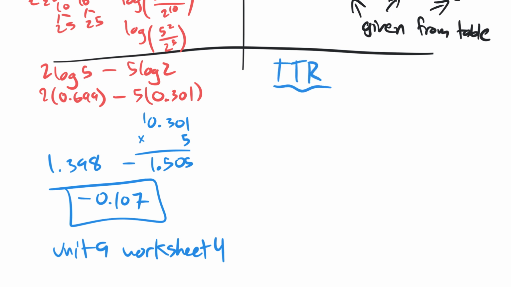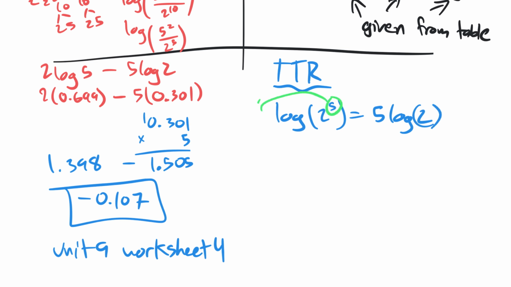Again, I really like that rule for the exponents. I think it's really crucial to remember that if you have log of 2 to the 5, that's the same thing as 5 log 2. The fact that you can take that exponent right here and you can kind of hop it down is really useful for questions like this.